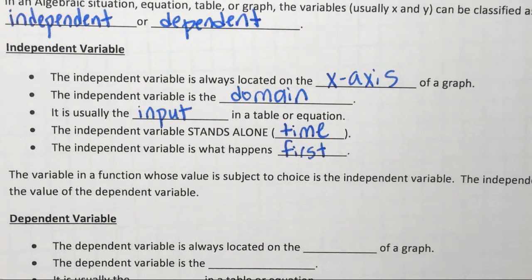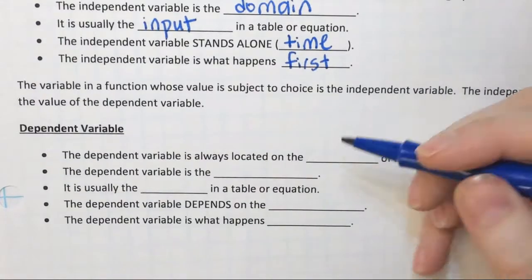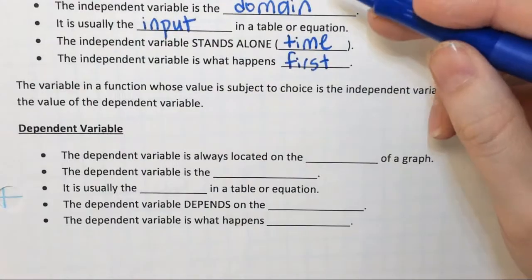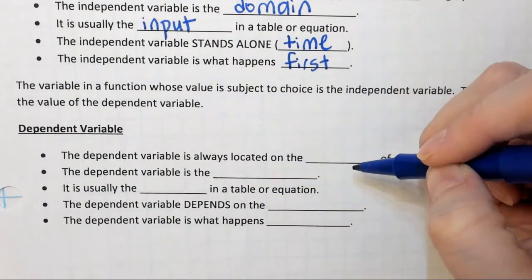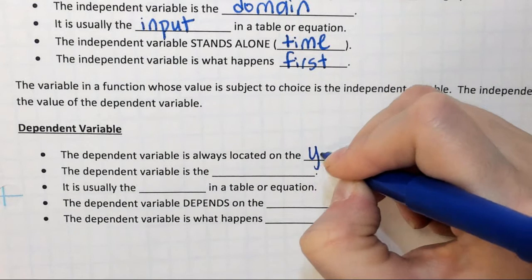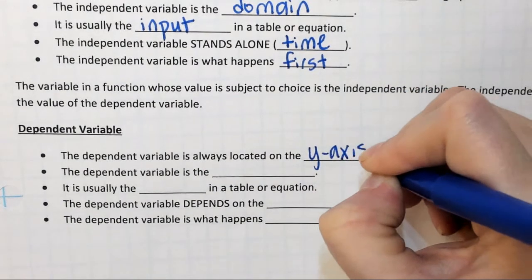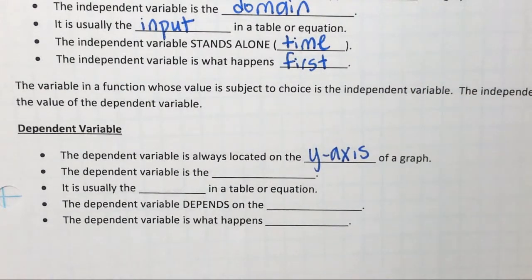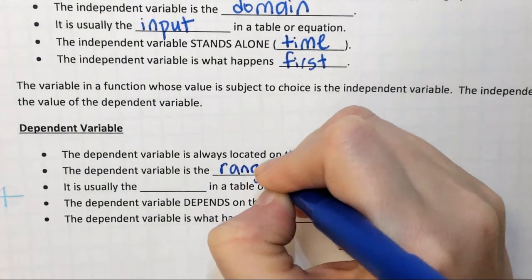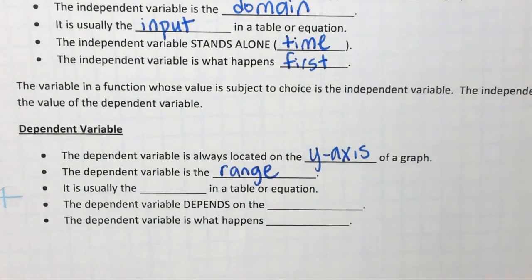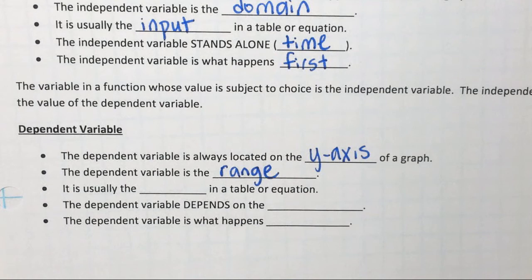Okay, so this is going to seem a little confusing at first, but I think when we look at some examples, it'll help. So next, the dependent variable is basically the opposite of all these. The dependent variable is located on which axis? Y. Okay, and it's in the range. Good. Okay, range. It is usually the output. Good.